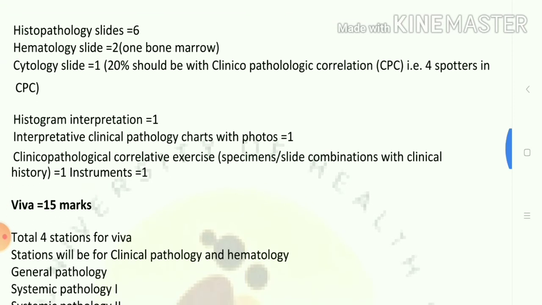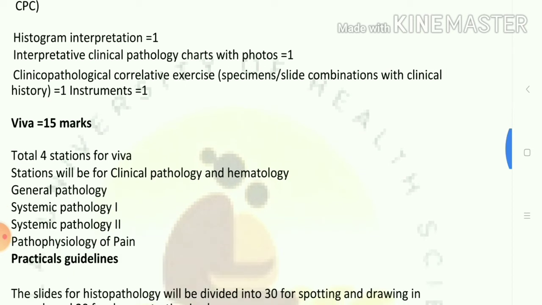Then histogram interpretation 1. Interpretative clinical pathology chart with photos 1. Clinico-pathological correlative exercise, specimen slide combinations with the clinical history. One instrument will be there. Viva 15 marks. Therefore, total 4 sessions for Viva. Stations will be for clinical pathology and hematology, general pathology, systemic pathology 1, systemic pathology 2, and pathophysiology of pain.